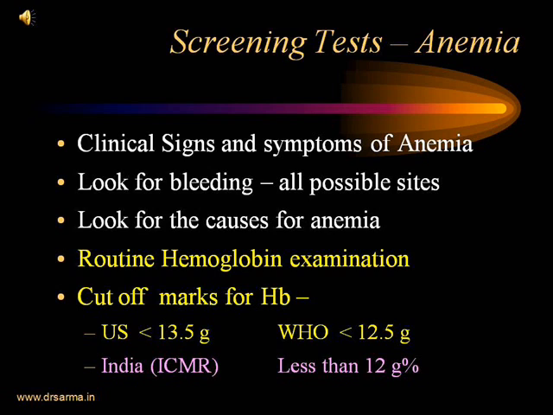Indians in general have lesser hemoglobin compared to the Westerners. The US standard to define a patient as anemic is 13.5 grams of hemoglobin. WHO says 12.5 grams or less is anemia. In India, according to the ICMR nutritional recommendations and surveys, anything less than 12 grams is considered as anemia in our country.